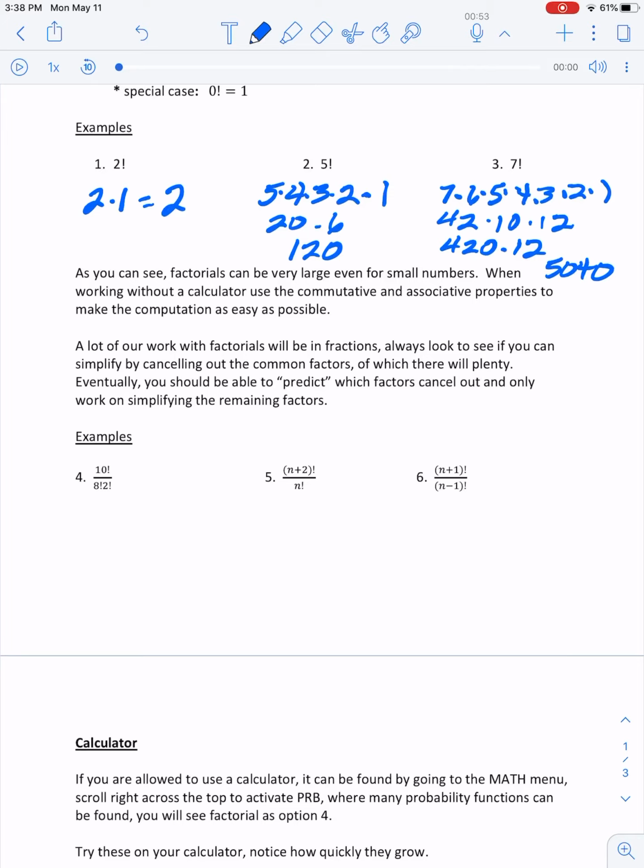So I'm going to do this first one two different ways. I'll show you the long way to do it and then show you how you should maybe be a little ahead of the game and kind of predict which factors are going to cancel out.